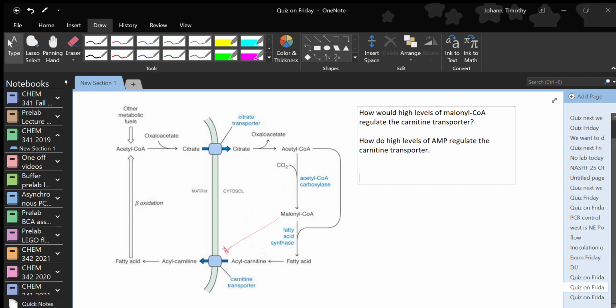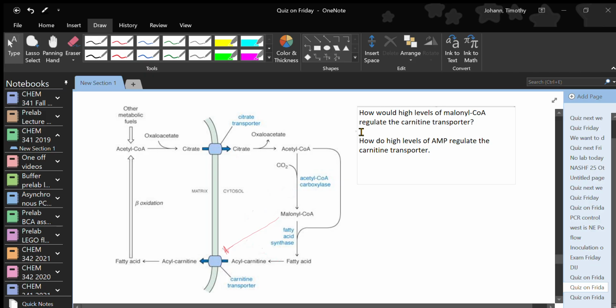Do you have an idea? We don't have AMP on there, but wouldn't AMP mean you're low on ATP, so it won't break down fatty acids? Yes. So what's going to happen with the carnitine transporter? The question is, how do high levels of AMP regulate the carnitine transporter? It would turn it on. It would upregulate it.